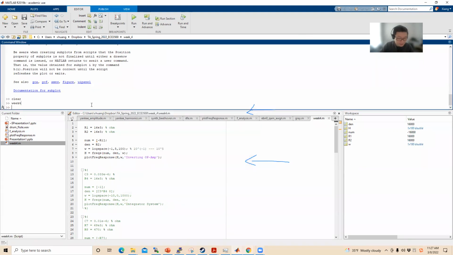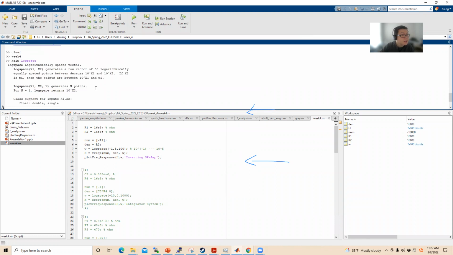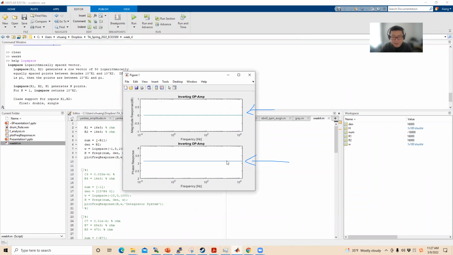Wait a moment, let me check this part. Logspace. I think it's 10 to the minus 1 to 10 to the minus 5, but the result MATLAB gave me shows the range from around 10 to the minus 2 to 10 to the minus 4. Okay, I think that doesn't matter.